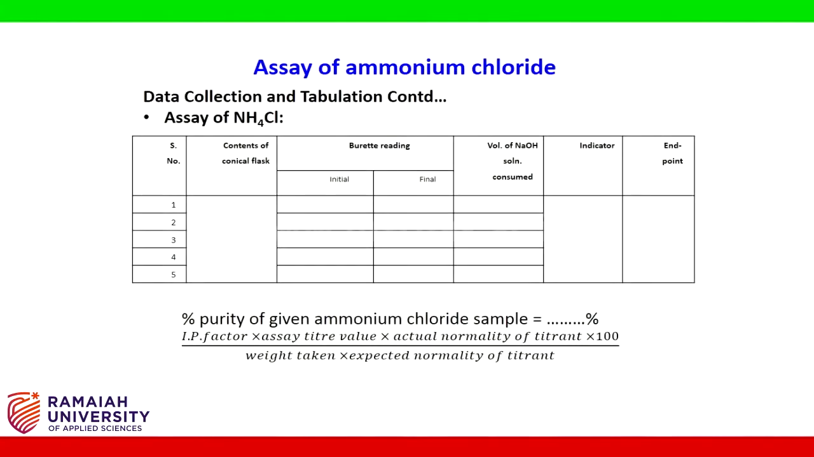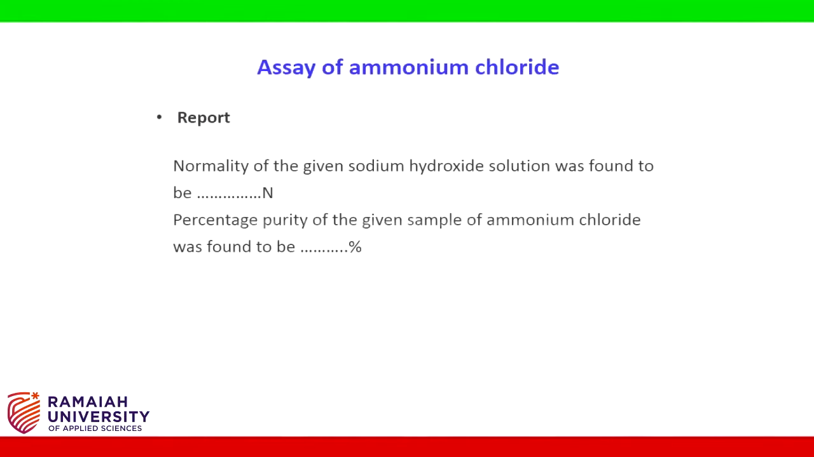The percentage purity of given ammonium chloride sample is calculated using the formula: IP factor into titer value into actual normality of titrant, divided by weight of the sample taken into expected normality of titrant, into 100. Finally, normality of the given sodium hydroxide solution and the percentage purity of the given sample of ammonium chloride are reported.